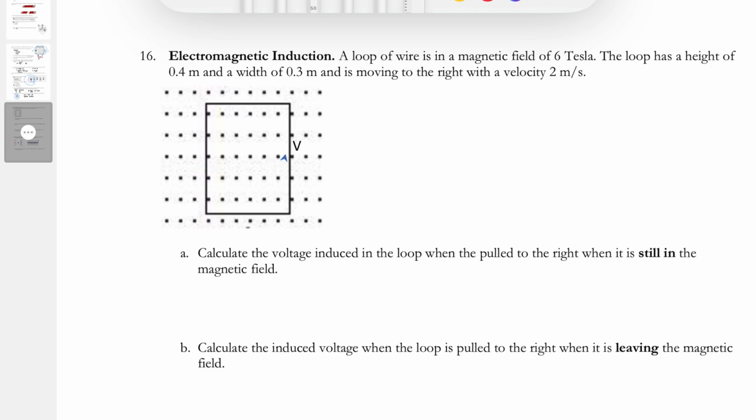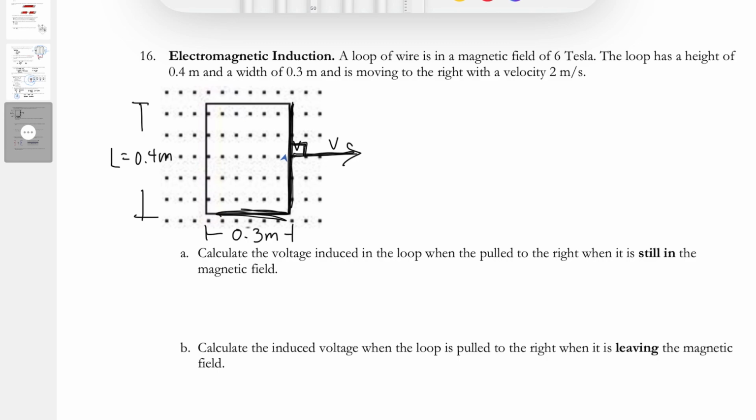In problem number 16, I've got a wire loop moving to the right. And that's actually important because when I take into account the height and width, these two distances, the height of this coil is the one that's perpendicular to the velocity. That's the value of L I'm going to use when I solve this problem in a moment. This width of 0.3 is not relevant to solving the problem. Only the height, the distance that is perpendicular to the velocity, is the thing that matters. So L in our equation will be 0.4 in just a moment.